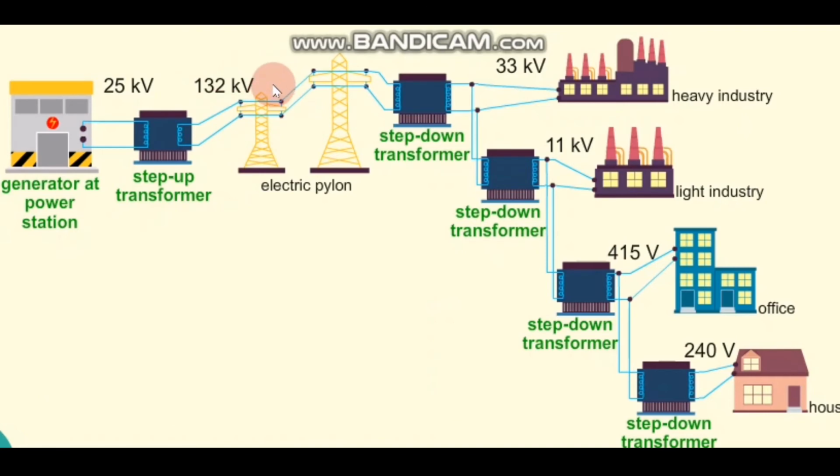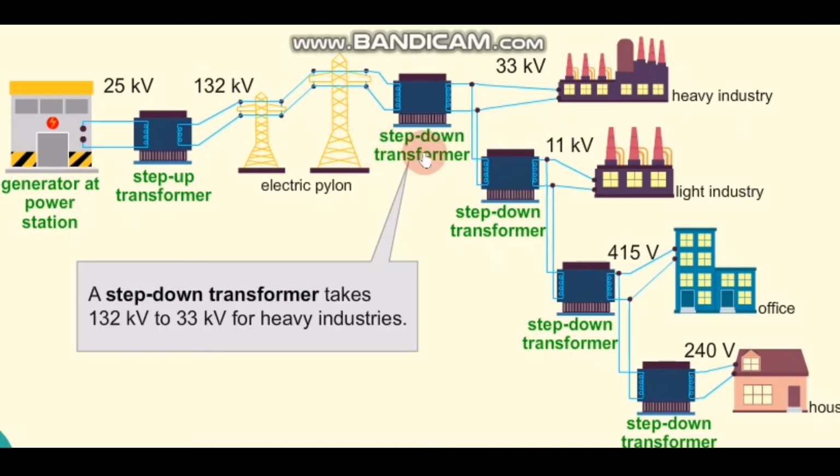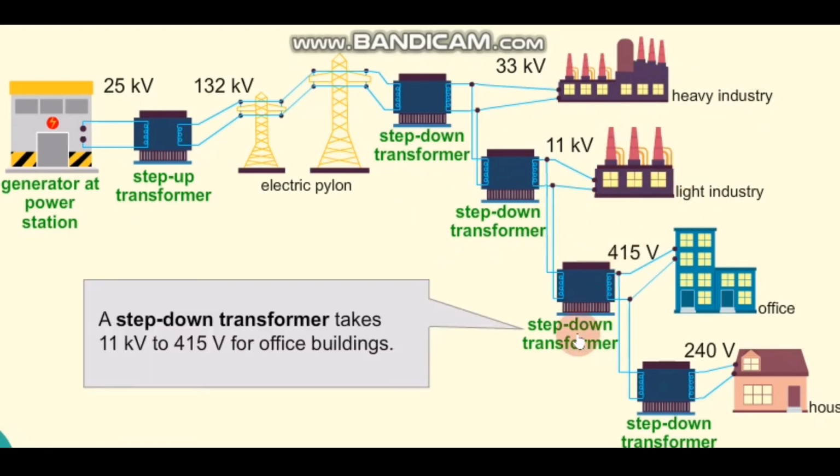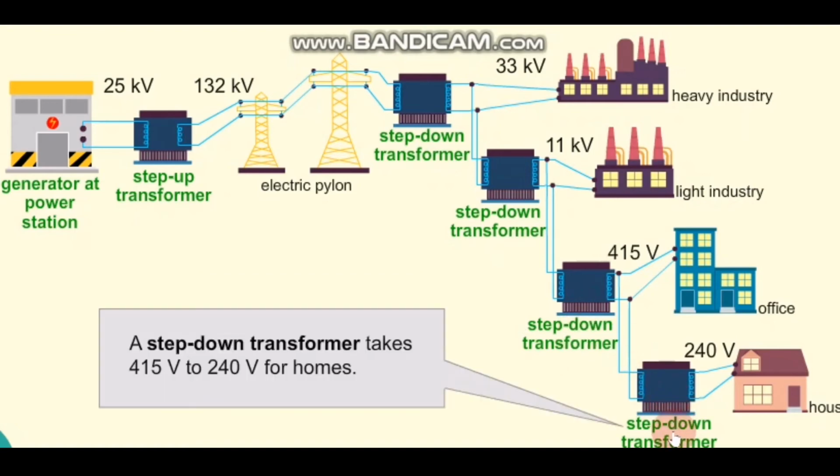So this 132 kilovolt enters the electric pylon, and before it reaches the consumer, again it has to be lowered down. So this is where the step-down transformer plays its role. For example, a heavy industry requires 33,000 volt to operate, while 11,000 volt is needed by the light industry, 415 volt by the offices and buildings, and 240 volt for houses.